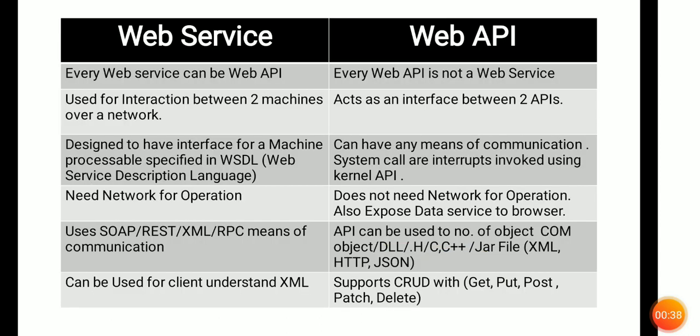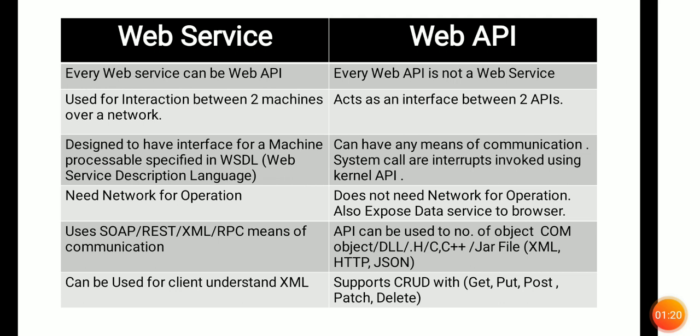So the first one is web service and web API. Every web service can be a web API, but every web API is not a web service. Web service is used for interaction between two machines over a network. Web API acts as an interface between two APIs. Web service is designed to have an interface for a machine processable specification in WSDL, that is Web Service Description Language. Web API can have any means of communication.